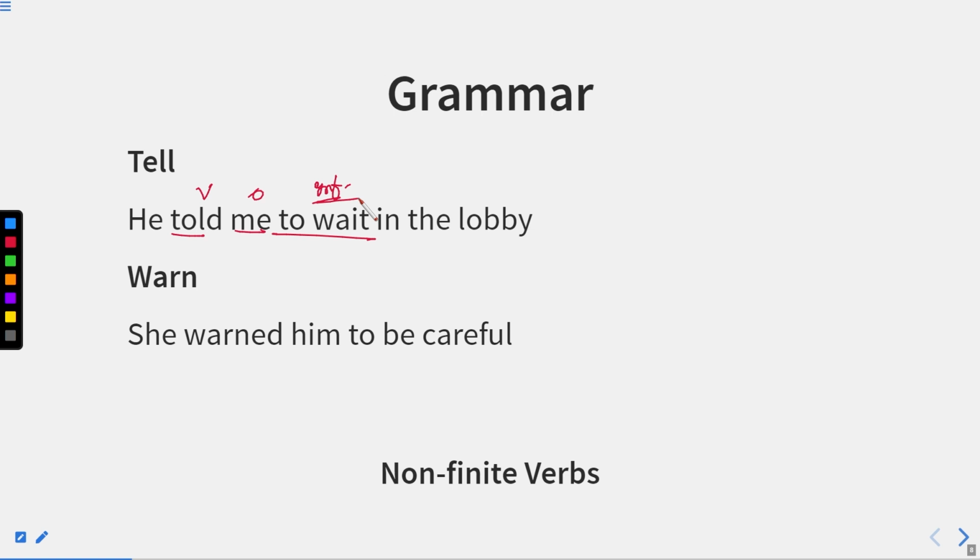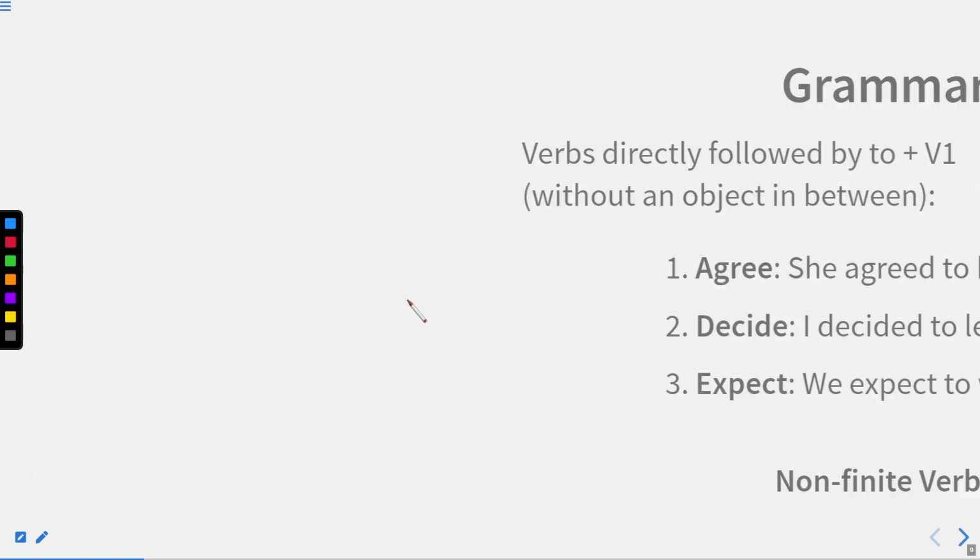We cannot have the word to or the preposition to just after the word told if the sentence is active. If the sentence is passive, it can happen. She warned him to be careful. So warned is verb, him is object, and to be is infinitive.